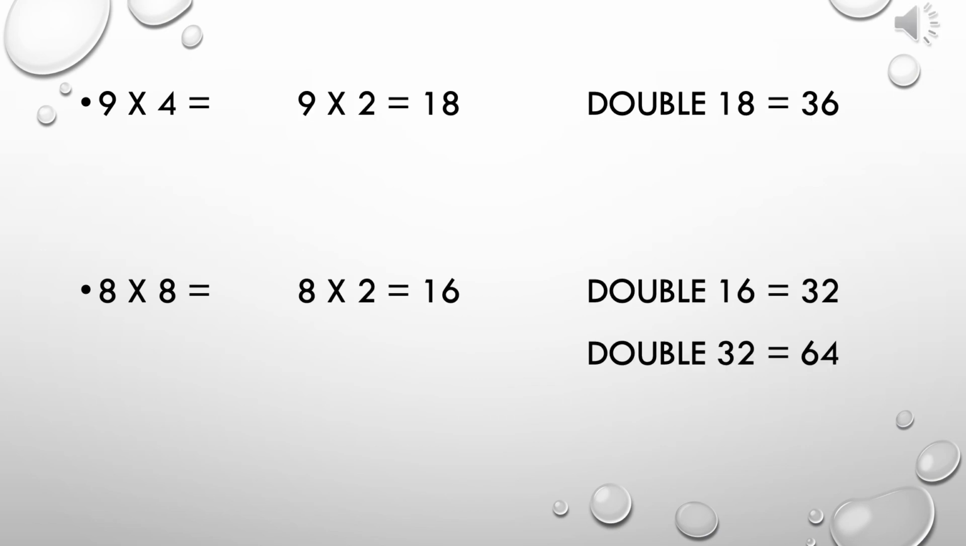So here we've got our answers to our doubling questions from before. So 9 times 4, we can do 9 times 2, which is 18, and then we can double 18 to get 9 times 4, which is 36. And then the next one is 8 times 8, and we can do our 2 times tables. 8 times 2 is 16, double 16 to get 8 times 4, which is 32, and then double it again, so double 32 to get 8 times 8, which is 64.